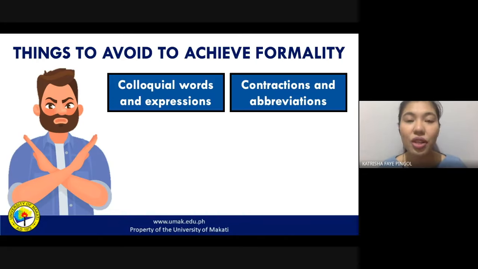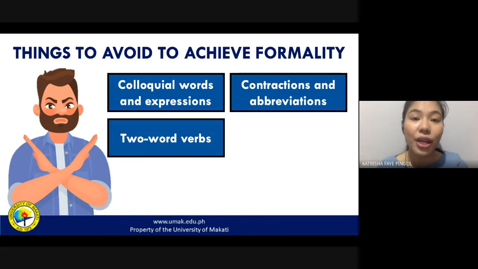Next, try to avoid using contractions and abbreviations as well. Contractions are simply words wherein we remove certain letters to make them shorter, replacing them with an apostrophe mark. Similarly, abbreviations are like that. You simply make words, phrases, or certain terms shorter. So in order for us to achieve formality, try to avoid doing that.